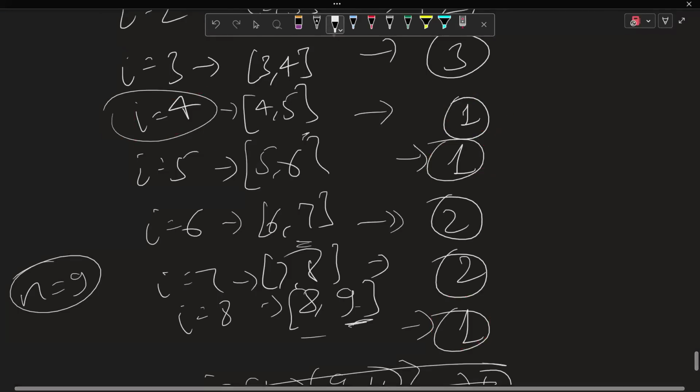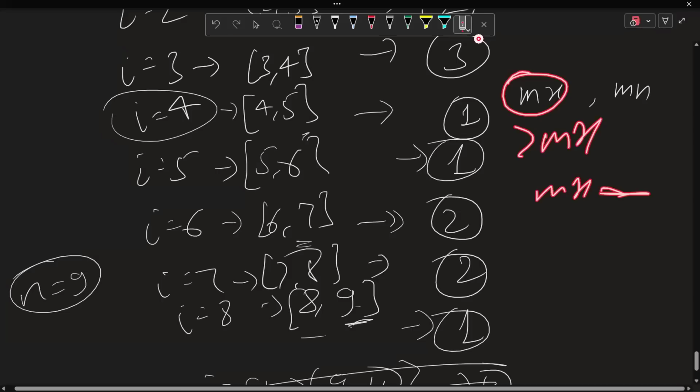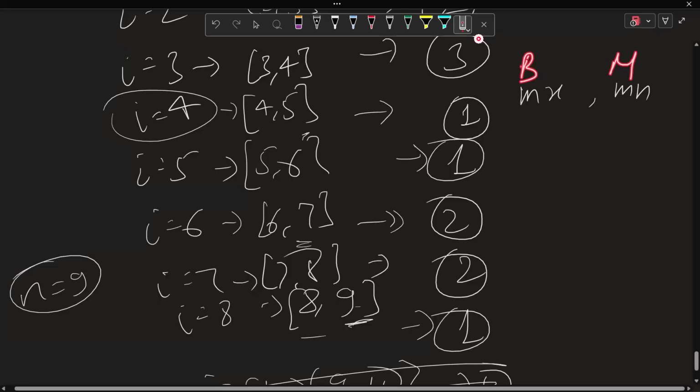So basically for min and max, we can just maintain a variable of mx and mn and just update them. Whenever something is greater than mx, then just update that mx. Whenever something is less than mn, just update that mn. And along with that, also store the index for brother and index for mother. Okay. So that way, I think you can proceed.